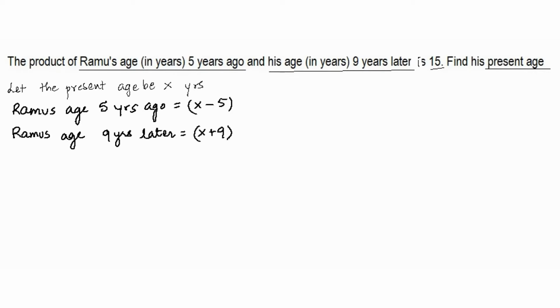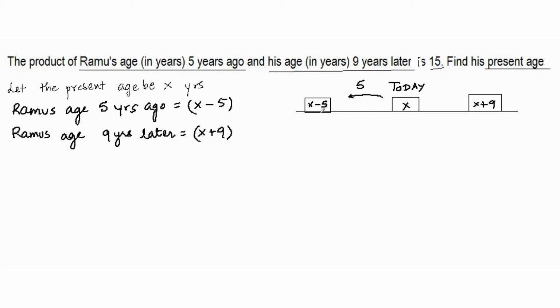So again, the present age is x. If I were to draw a timeline, right now the age of Ramu is x. This is x today. And 5 years ago, his age would be x minus 5, because you're going back in time 5 years. And 9 years later, again with respect to today, the age is going to be x plus 9.